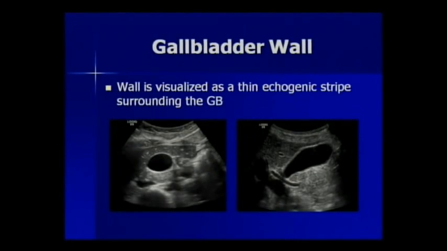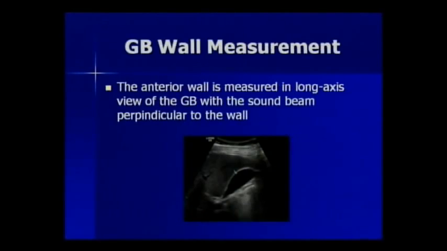The gallbladder wall is typically visualized as a thin echogenic stripe surrounding the gallbladder. Now we typically request a fast of a minimum of 4 hours, preferably 6 to 8 hours before evaluating the gallbladder. This is because a contracted gallbladder can appear to have a thickened wall, and it can also obscure intraluminal or wall abnormalities. So it's important to have our patients fast as much as we can. When measuring the gallbladder wall, we typically want to look at the anterior wall, and we measure it in long axis view with the sound beam perpendicular to the wall as seen in this image.